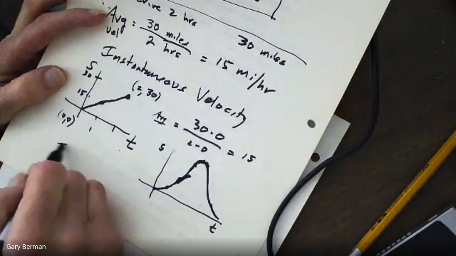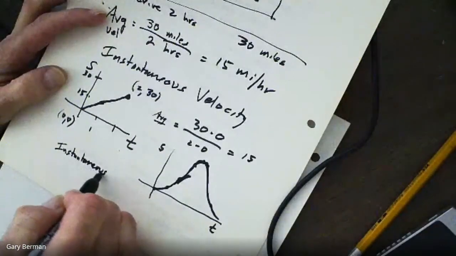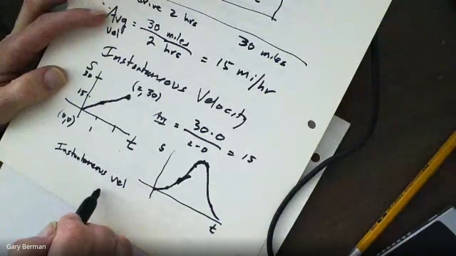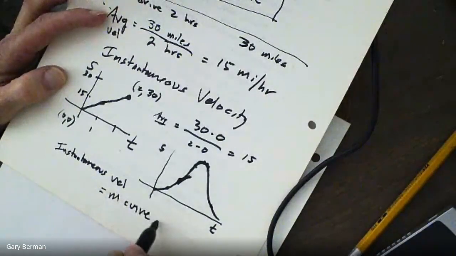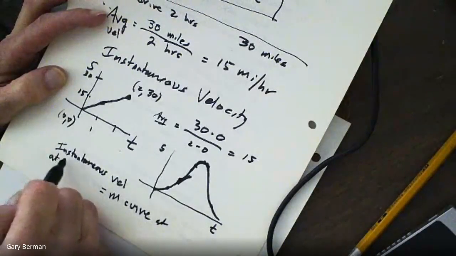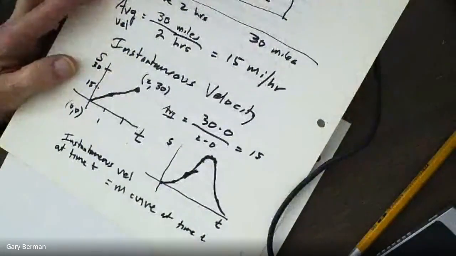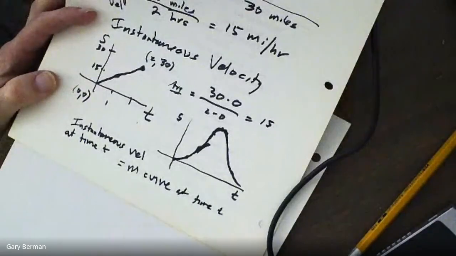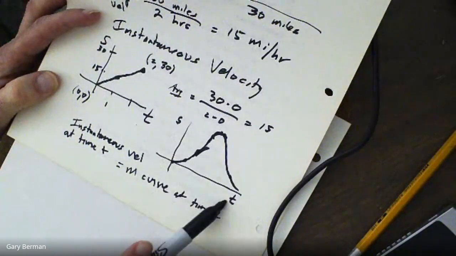So the instantaneous velocity is the slope of the curve at that time, at time t, equal to the slope of the curve at time t. So if I want to know the instantaneous velocity, I need to be able to get the slope of the curve when I graph distance against time, and that's going to give me the instantaneous velocity.